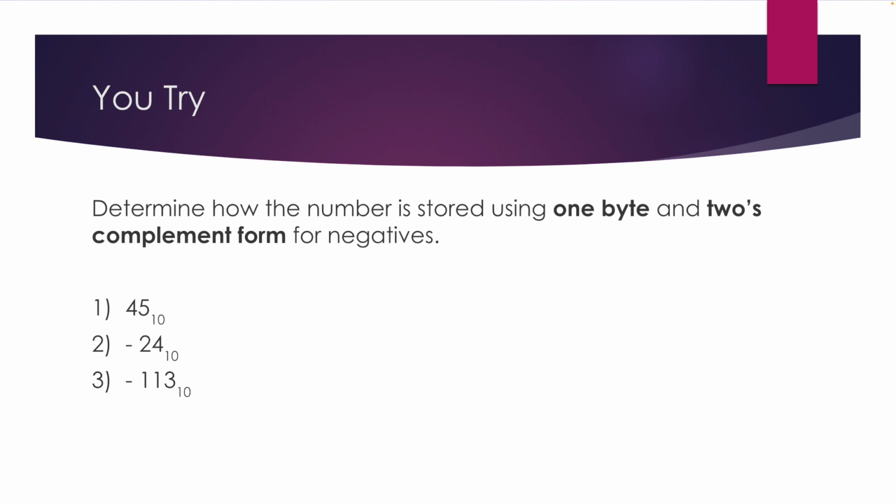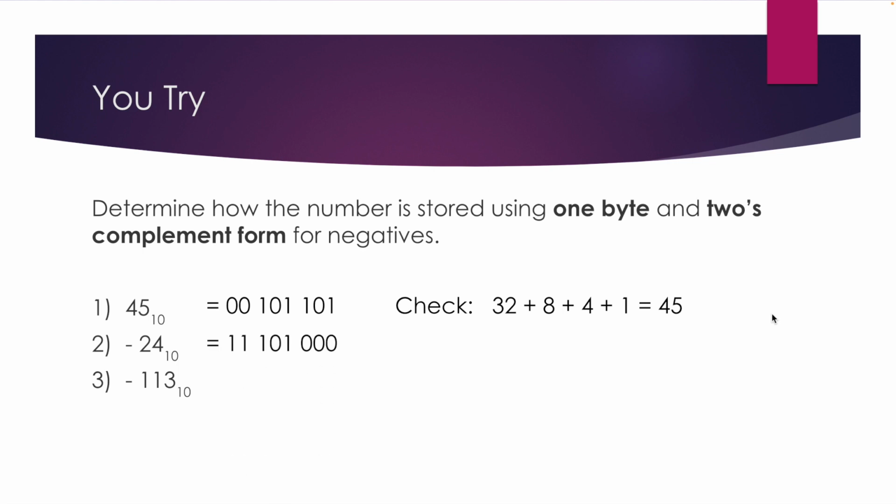Okay, so 45, if we write 45 in binary, we get this. And because it's already positive, I don't need to invert and add 1. I can just leave it at that. And we can check by doing 1 plus 4 plus 8 plus 32, and we get 45.